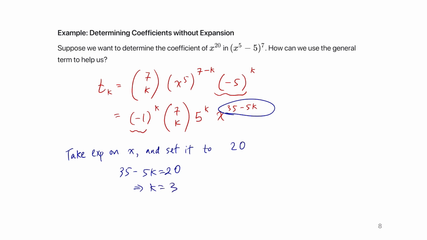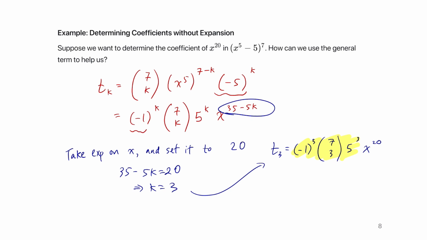Right? And so now how do we find the coefficient? Well, we take k is 3, plug it into the general term. We have negative 1 cubed, 7 choose 3, 5 to the 3. Okay? And of course there's an x to the 20 at the end. But the coefficient is whatever that is. And again, it's not that important to work this out to a numerical answer. We could if we really wanted to, but it's about the steps to get here.